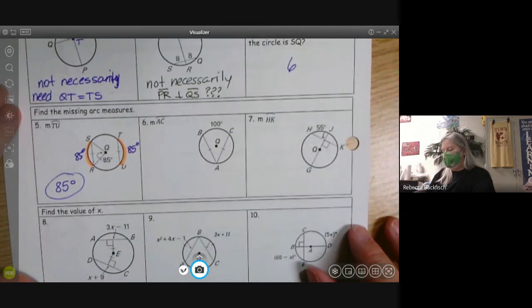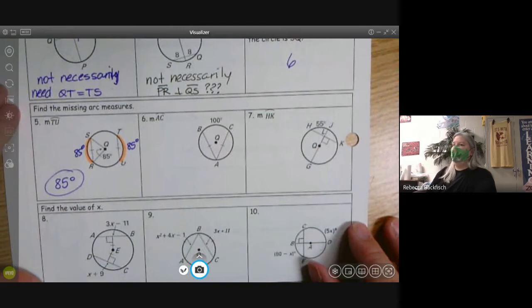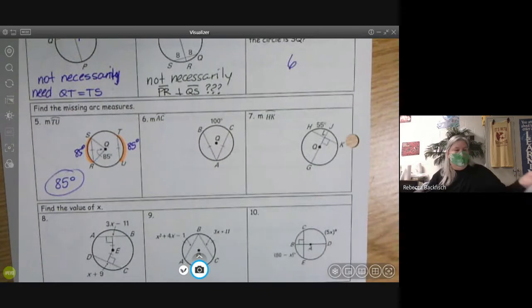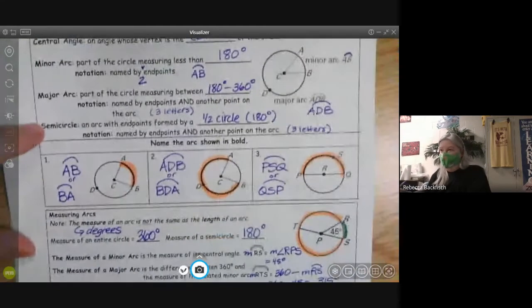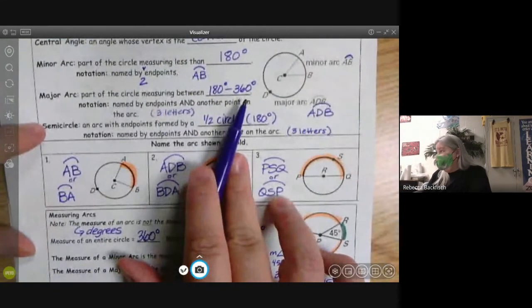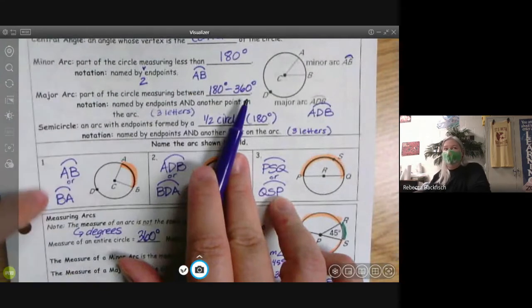Okay, for number 6, we have to remember that we know the entire circle is 365 degrees. Where did I come up with that? That's hilarious. I was just having a moment there and thinking, did I say that yesterday? No, it's not 365 degrees. 365 is the number of days in a year. 360 is degrees in a circle, right?